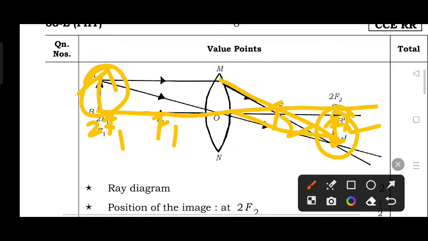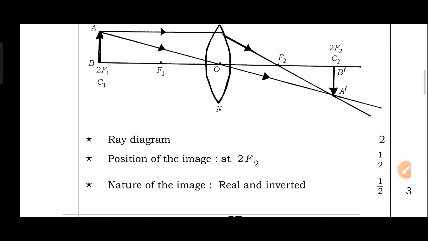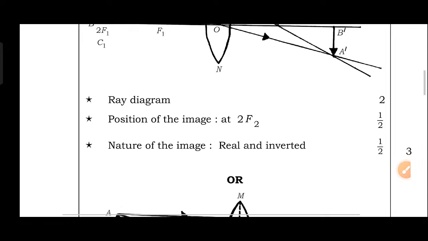Both rays are converging at a point, which means it's a real image. We can capture this on a screen. Real images are inverted images. So with the help of a ray diagram, the position of the image is at 2f2, and the nature of the image is real and inverted. All real images are inverted images.